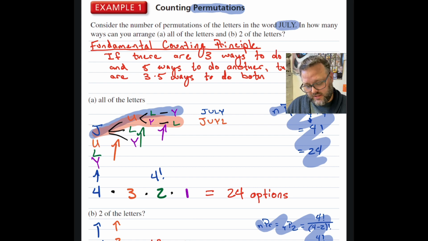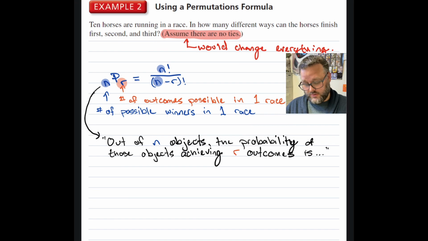But on example B, we have nPr, where n is we have 4 letters, r is we're using 2 of them, so our notation becomes 4P2. And that's going to be equal to n factorial over n minus r quantity factorial. That's what we see here.